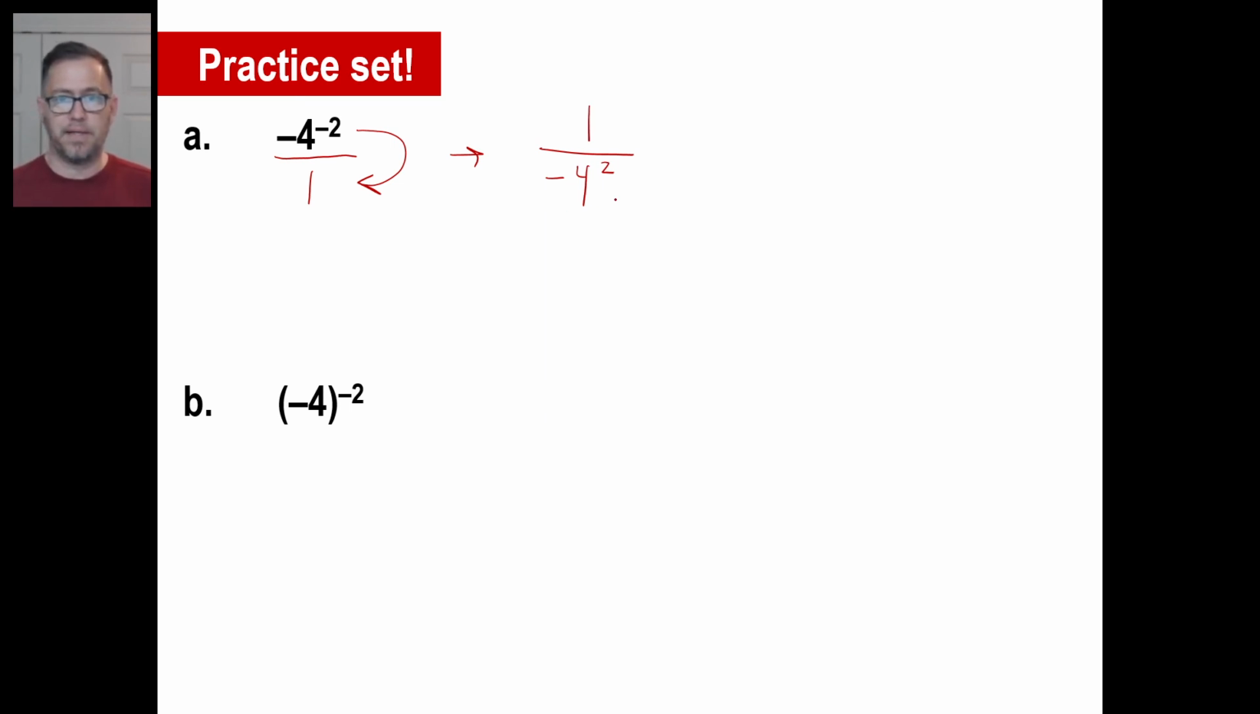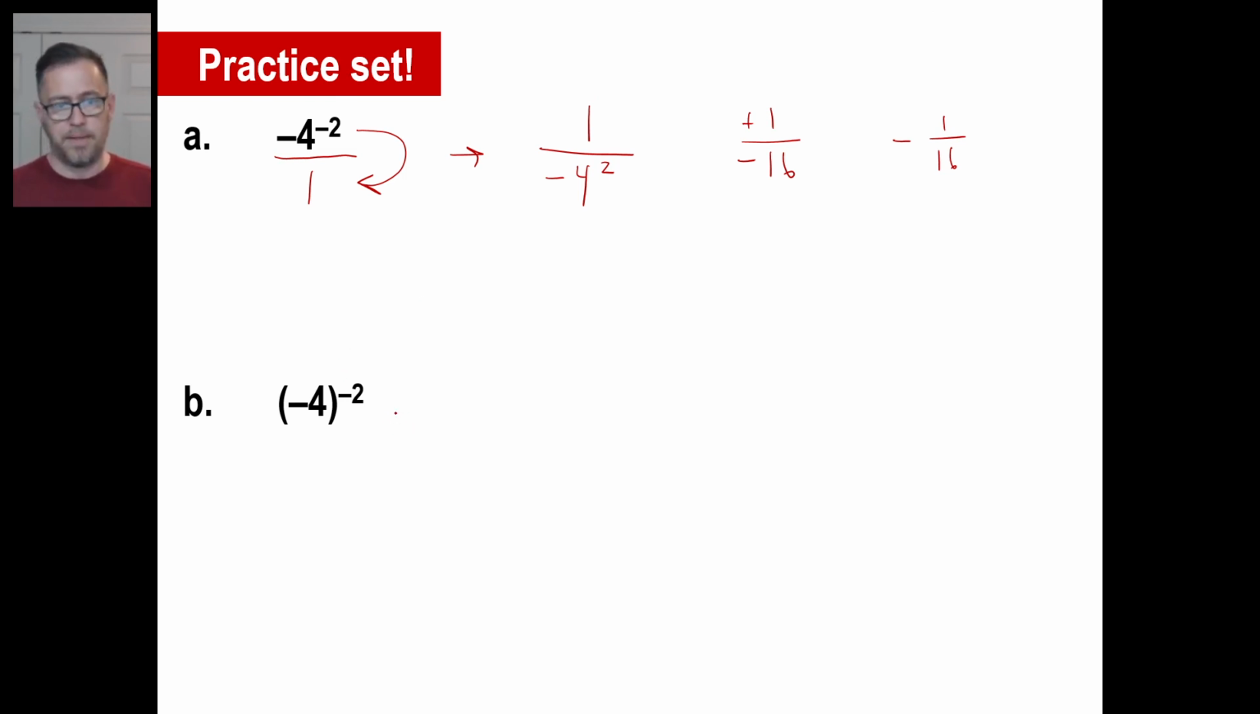The question down here is, what is the opposite of 4 squared? Well, the opposite of 4 squared is the opposite of 16. So the answer to this is 1 over negative 16. And again, if you want to, since a positive divided by a negative is a negative, you can just go ahead and write the negative 1/16. Okay, pause it and try B.